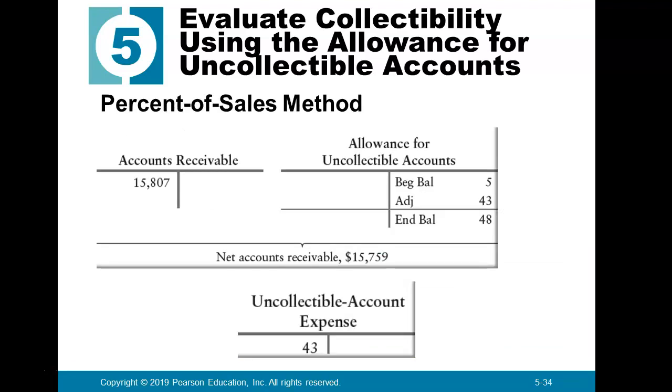The percentage of receivables method is a little different, and it's not harder, just different. So let's assume with this information we have our accounts receivable of $15,000 and we have our ending balance of $5, which we have already. Now, if we're going to say our uncollectible expense is going to be $43, we're going to make sure that our ending balance is going to be the net of the two.